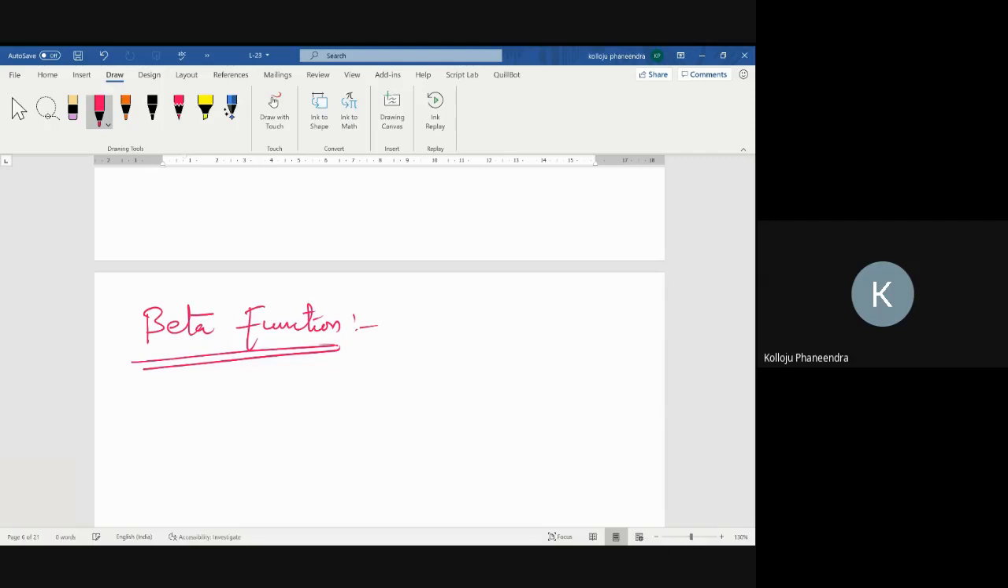What is the definition of the beta function? Beta m comma n. Not a single constant like n, here two values are there, m and n. Beta m n equals, what is the definition? It is also an integral, but the limits are 0 to 1, not 0 to infinity. And previously for gamma n, limits are 0 to infinity. What is the first term? e power minus x, and corresponding to this n, the power must be n minus 1 only.